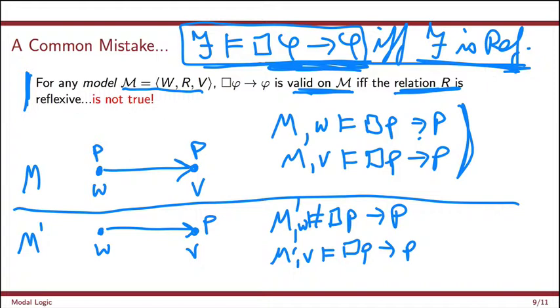Okay, so this is just a common mistake. It's a mistake that many people make initially when you first learn about correspondence theory. So I wanted to flag this so that you know that the corresponding statement about models is just not true.